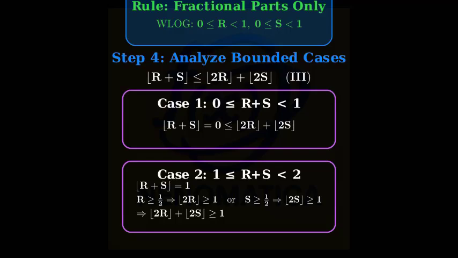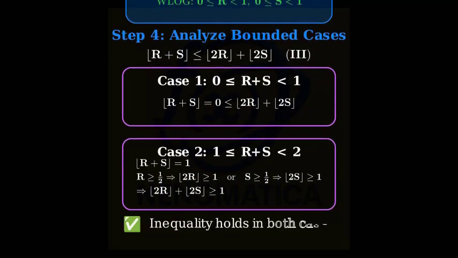And the right-hand side is non-negative, so it holds. Case 2, R plus S at least 1 and less than 2. Then floor of R plus S equals 1. Since R and S are both less than 1, at least one of them is at least 0.5. So either floor of 2R or floor of 2S is at least 1, and the inequality holds.